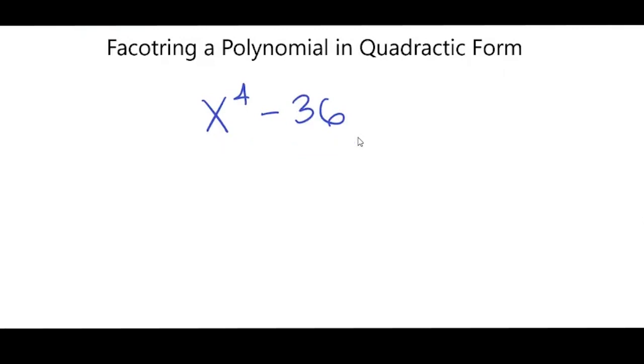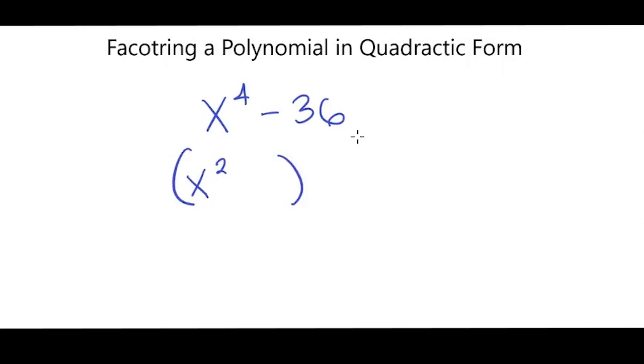So now I would ask myself, is this a difference of two squares? Well, it's definitely a difference because it's a subtraction problem. And do I know the square root of x to the fourth and the square root of 36? Yes, I do. Because x to the fourth square rooted is x squared.